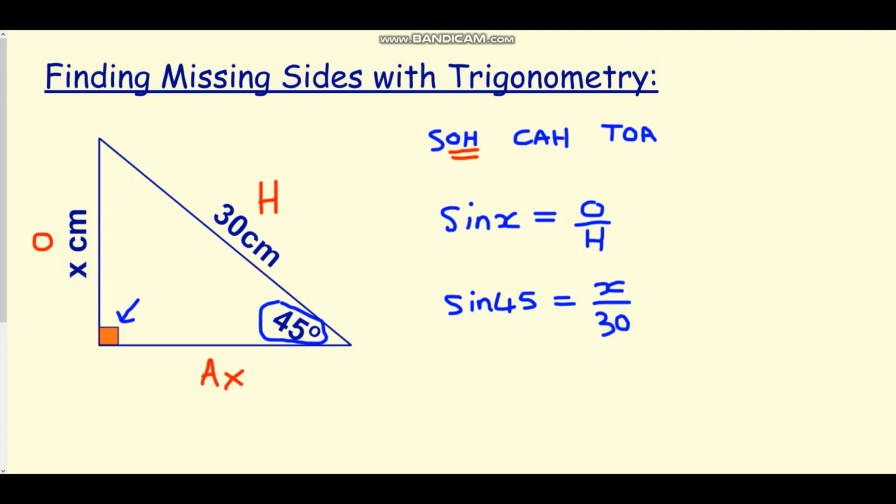To finish off this example and find an answer for whatever my missing side length, x, is, I am going to multiply both sides of this equation by 30. And what that does is it removes the denominator from this fraction and multiplies the left-hand side of this equation by 30 instead. So we'll finish off with 30 sine 45 is equal to x.